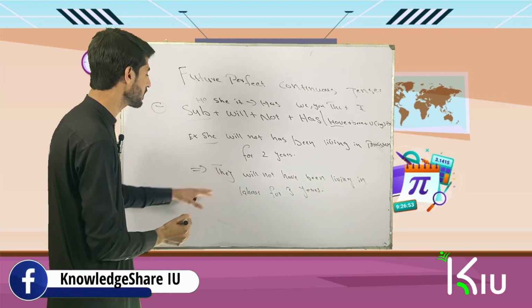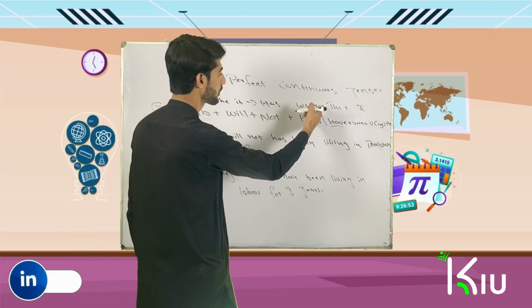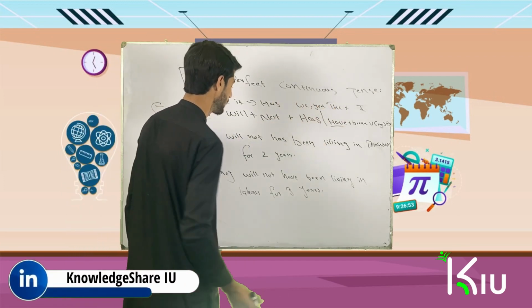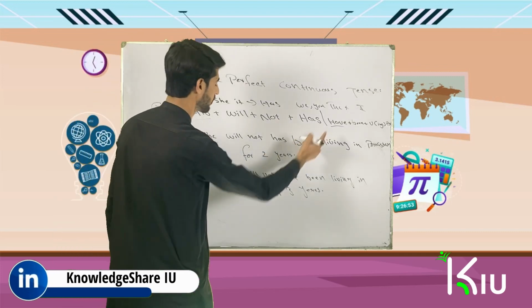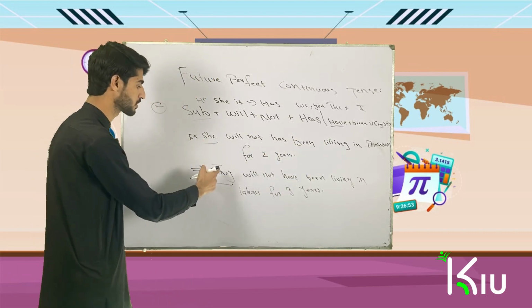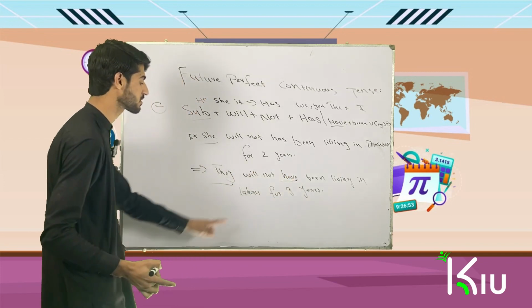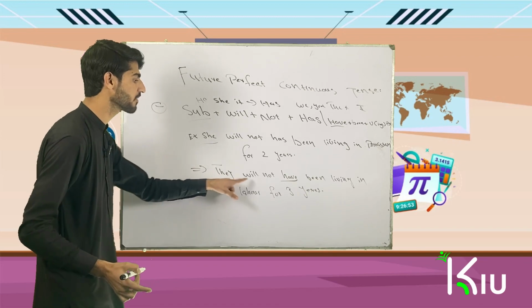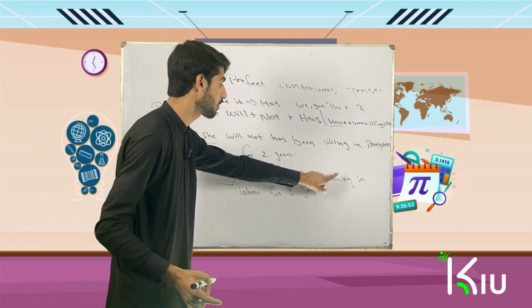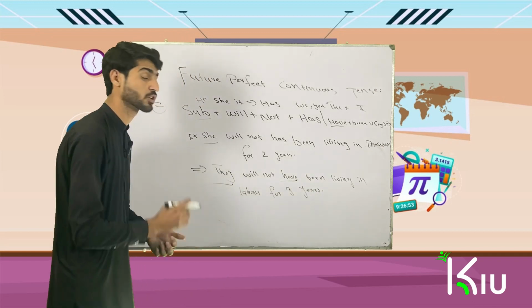Okay. Now, if the subject is plural, for example, if the subject is you, we, they, and I, with that we will use have. For example, they, now they is a plural subject, so they will not have. Why do we put have here? Because the subject is plural. They will not have been, and then verb ing. So they will not have been living in Lahore for 3 years.